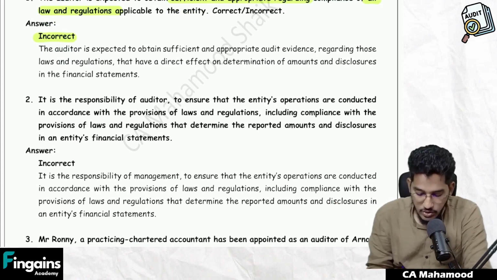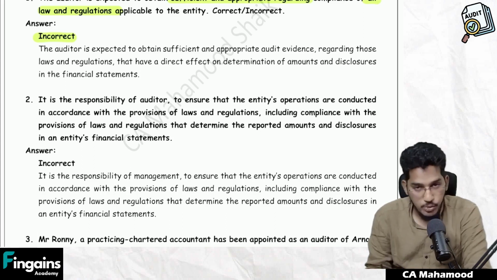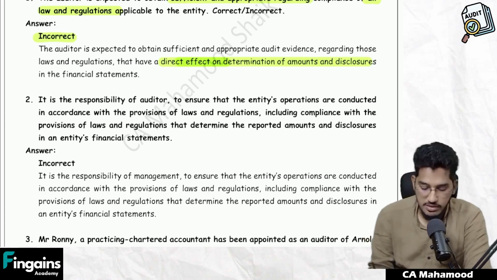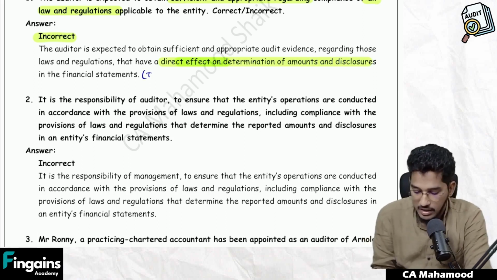So that's what they say. The auditor is expected to obtain sufficient and appropriate audit evidence regarding those laws and regulations that have a direct effect on determination of amounts and disclosures in the financial statements. That is, they are referring to type 1 laws and regulations.